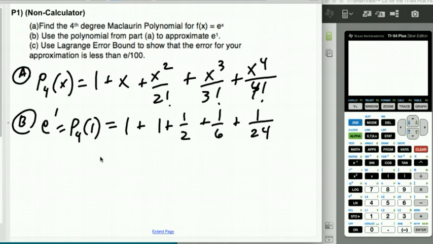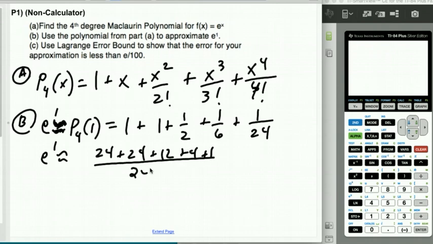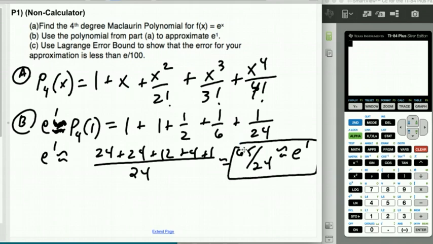All right, so I'm going to approximate it with this value, and I should have written an approximate. My bad. Okay, so e to the first is going to be approximately, and then I'm going to make everybody over 24, right? So this is 24 plus 24 plus 12 plus 4 plus 1, all over 24. It's 48, and then 60, so 65 over 24. So that's my approximate value for e to the first, okay? Then I was asked to show that the error is less than e over 100, okay?